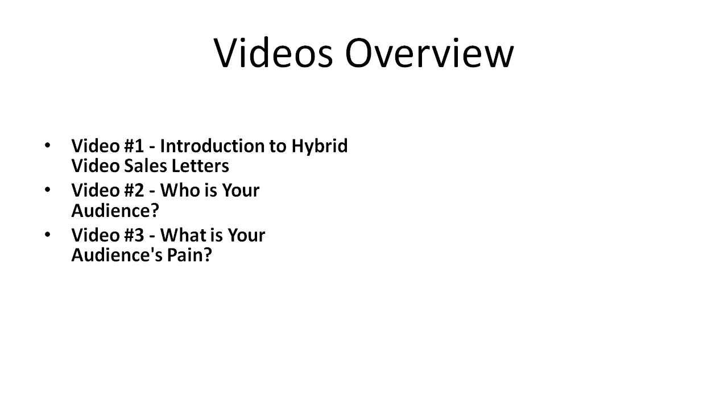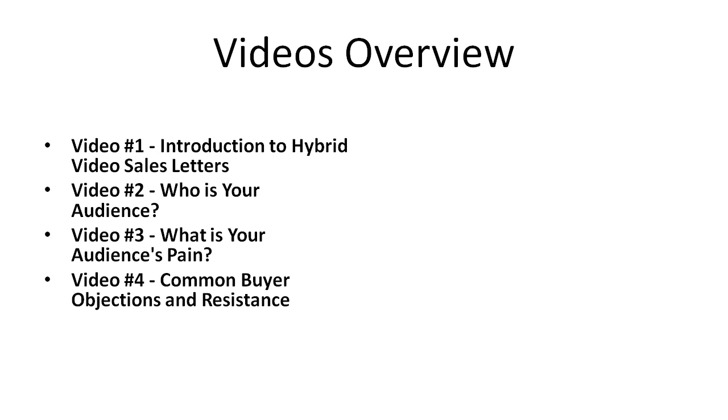Video number 3 is what is your audience's pain? You need to figure this out because this is going to be the main points of your video sales letter, especially in the beginning. Video number 4 is common buyer objections and resistance. While this is general, a lot of times it can be specific depending on what you're trying to sell. I am going to cover this because I want you to know the most common buyer objections so that you can integrate them throughout your video sales letter.